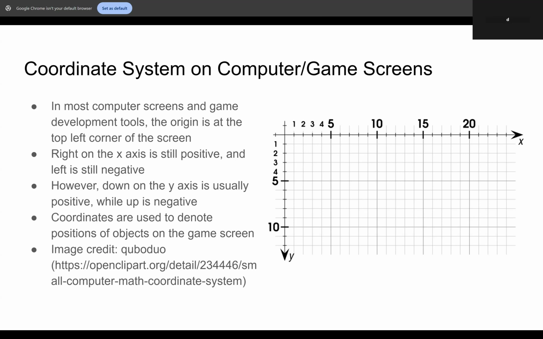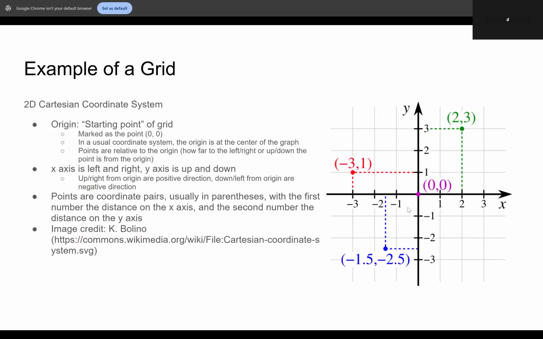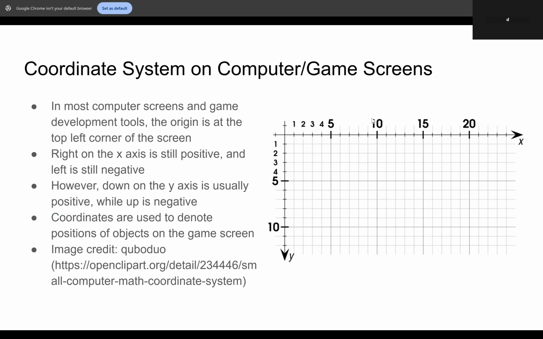So let's look quickly back at the 2D Cartesian coordinate system. We said that the origin is at the center, and we've got these quadrants where some of the numbers are negative, some of them positive, but they all go from the origin at the center. All right. So when you're looking at a computer screen, the main difference is that usually the origin is at the top left-hand corner of the screen. Okay, so that would be your 0, 0.